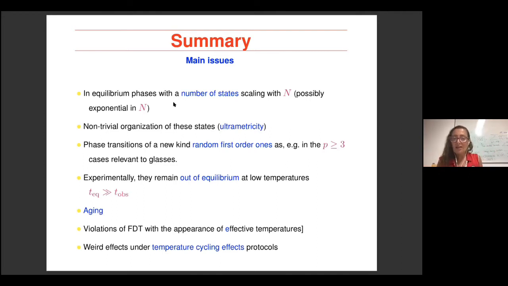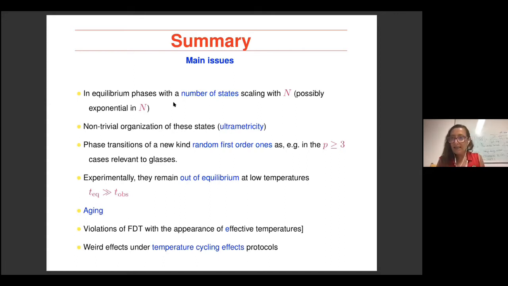Then there are these violations of FDT with the appearance of effective temperatures that allow us to distinguish these three kinds of systems. If you have an effective temperature definition, you have to check whether it complies with properties of thermodynamics. I can tell you that it does. So it can let you think about extensions of thermodynamics out of equilibrium. Again, the literature is huge around these ideas. I will not discuss them here, but just let you know about them.